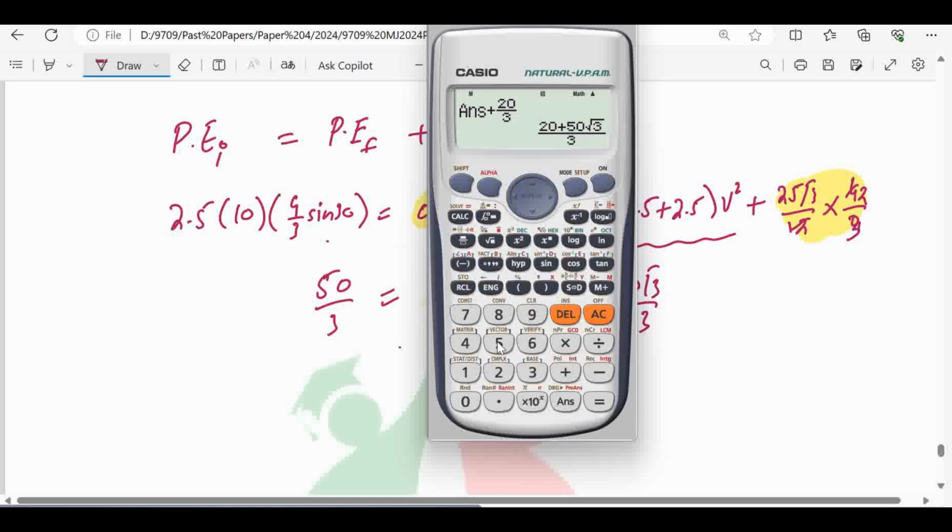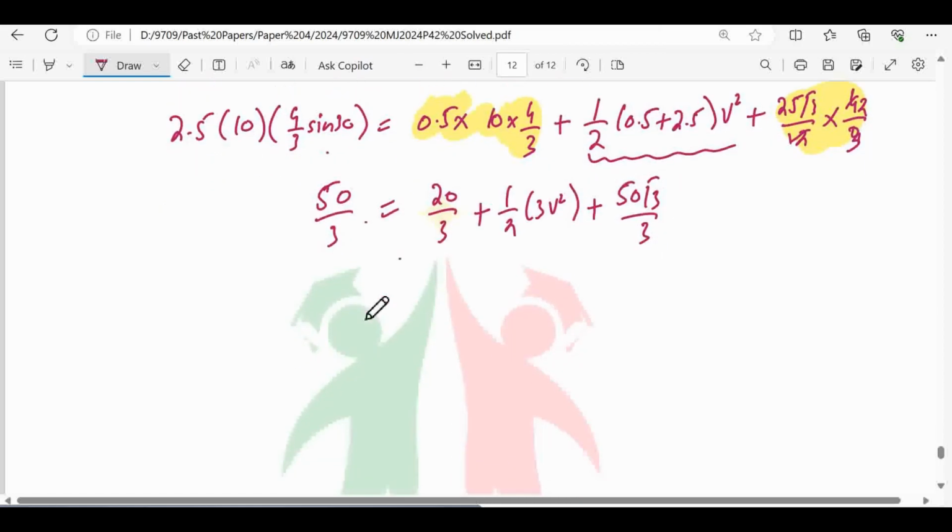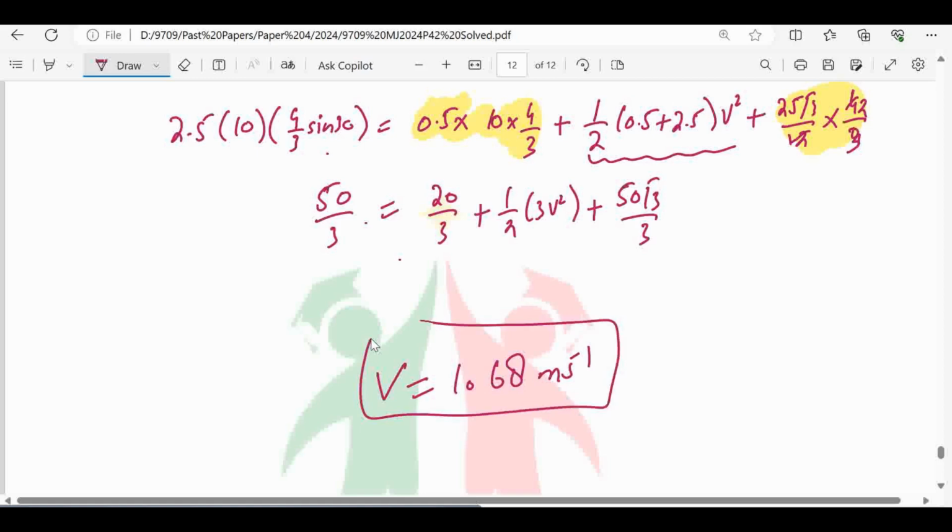And then 50 divided by 3 minus the previous answer will be equal to minus 18.86. Minus 18.86, and if we simplify it further, finally we will have v equal to 1.68 meters per second.